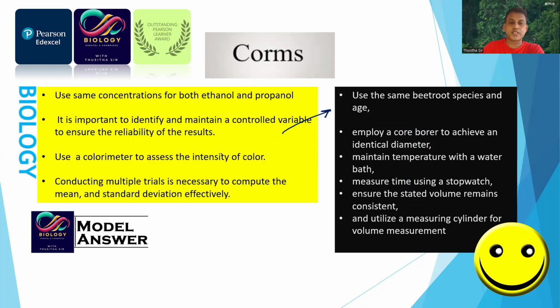Use a colorimeter to assess the intensity of color. Conducting multiple trials, repeating the experiment, is necessary to compute the mean and standard deviation effectively. So this is my model answer for this question.